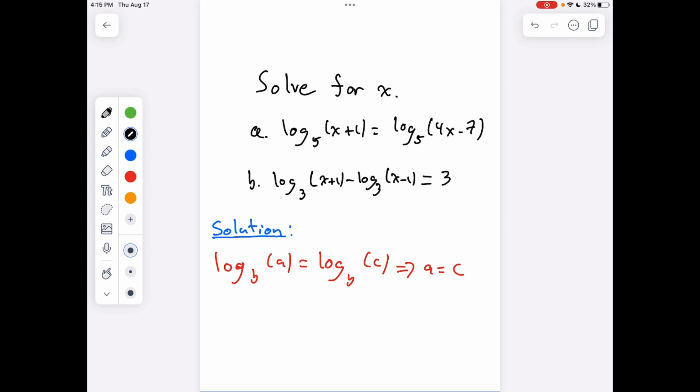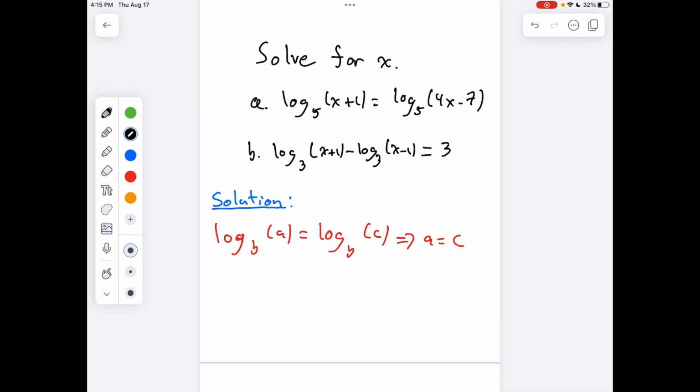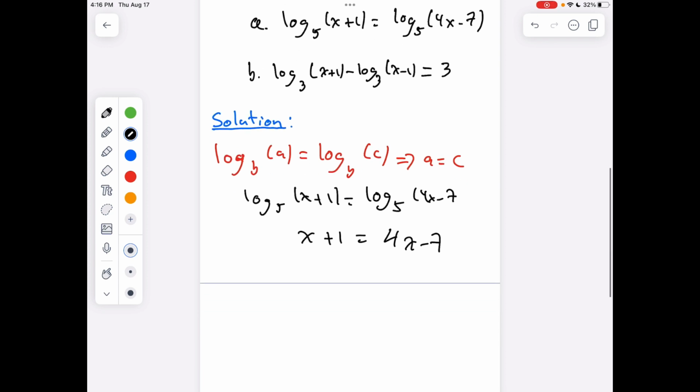which says that if you have the log of two bases on two sides of the equation and they equal each other, then the insides have to equal each other. This is a property of logarithms that they're 1-to-1. So in our case, with part A here, we would have that log base 5 of x plus 1 equals log base 5 of 4x minus 7 implies that x plus 1 would equal 4x minus 7. And you would go ahead and just solve like you normally would.